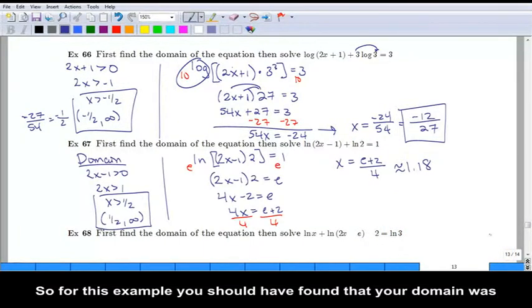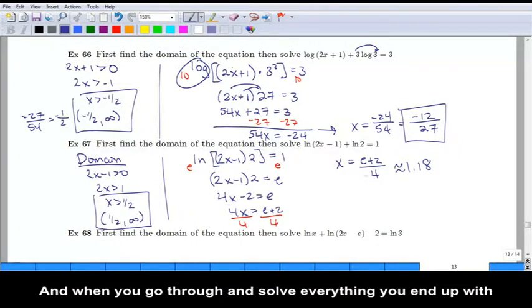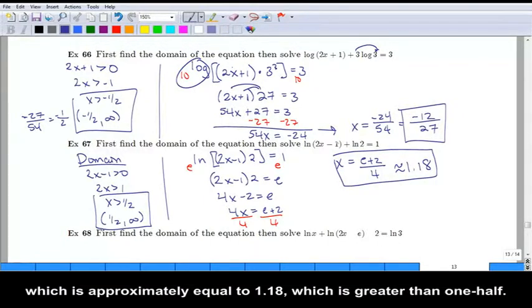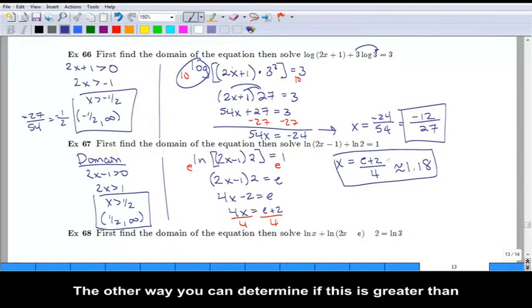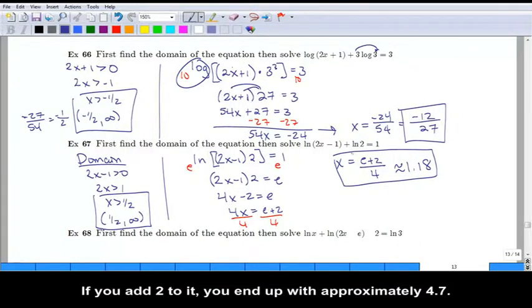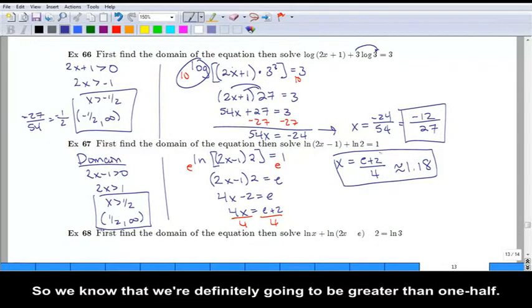So for this example, you should have found that your domain was x is greater than 1/2, and when you go through and solve everything, you end up with x is equal to e plus 2 over 4, which is approximately equal to 1.18, which is greater than 1/2. The other way you could determine if this is greater than 1/2 is that e is 2.7. If you add 2 to it, you end up with approximately 4.7. 4.7 divided by 4 is going to be greater than 1. So we know that we're definitely going to be greater than 1/2.